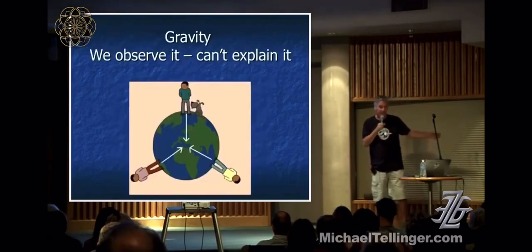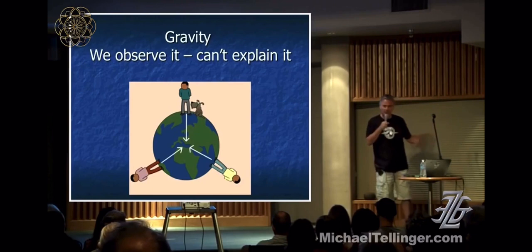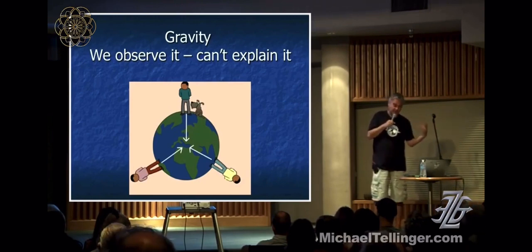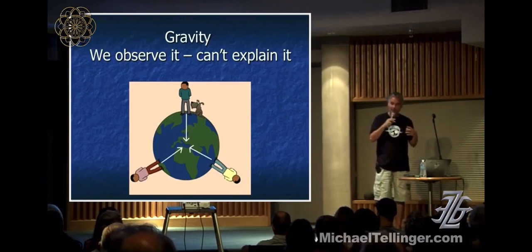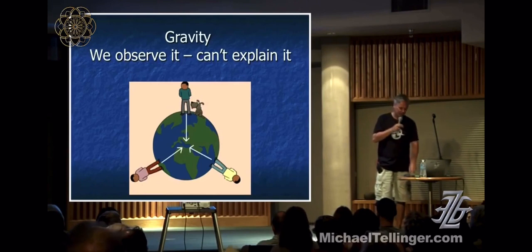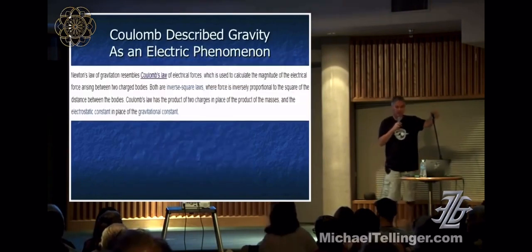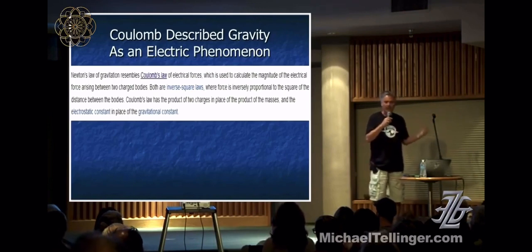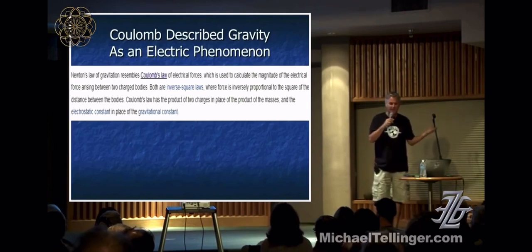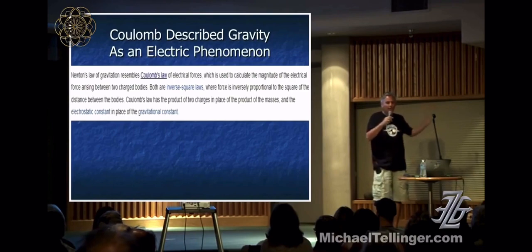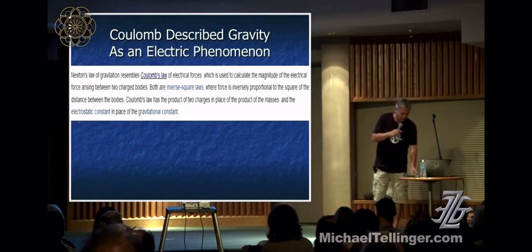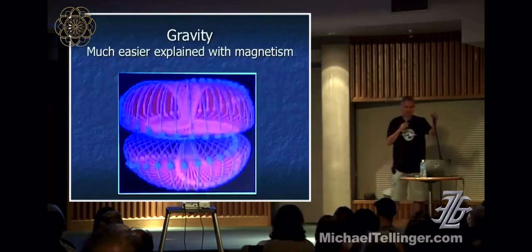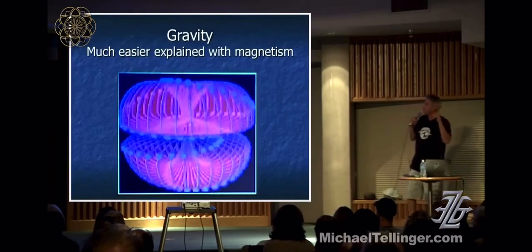But you can't say this at any institution. We observe it, we can't explain it. It's called gravity. It just holds everything together. And it's there to support some very, very important philosophies that have been shoved down our throats about the world that we find ourselves in. In fact, Coulomb describes gravity as an electric phenomenon. And it's very eloquently explained and very easily explains all the activities around us, especially supporting the whole toroidal structure of our reality.